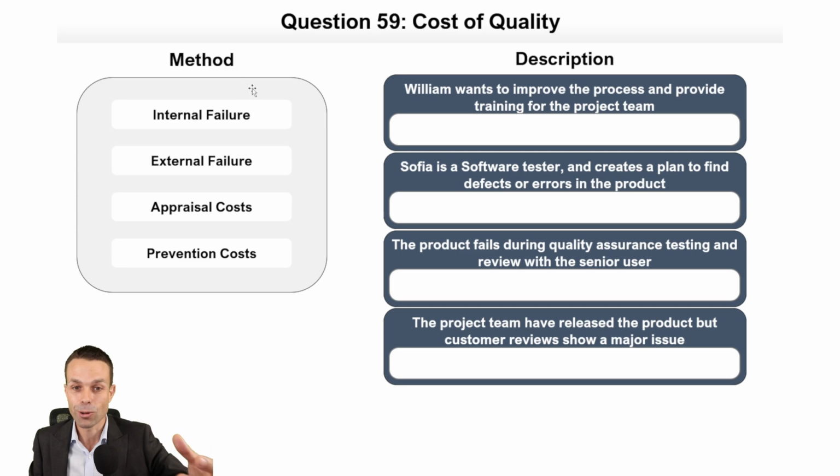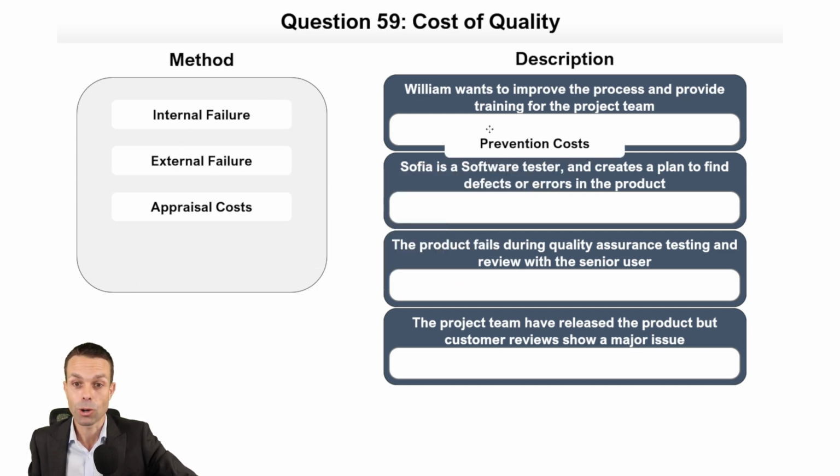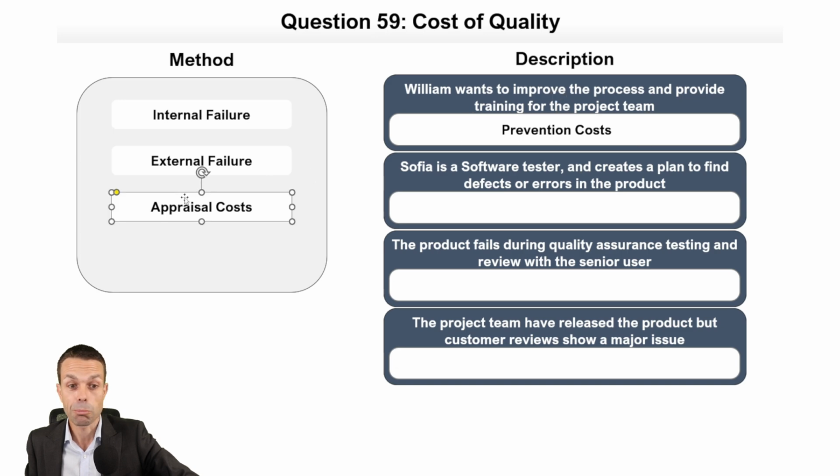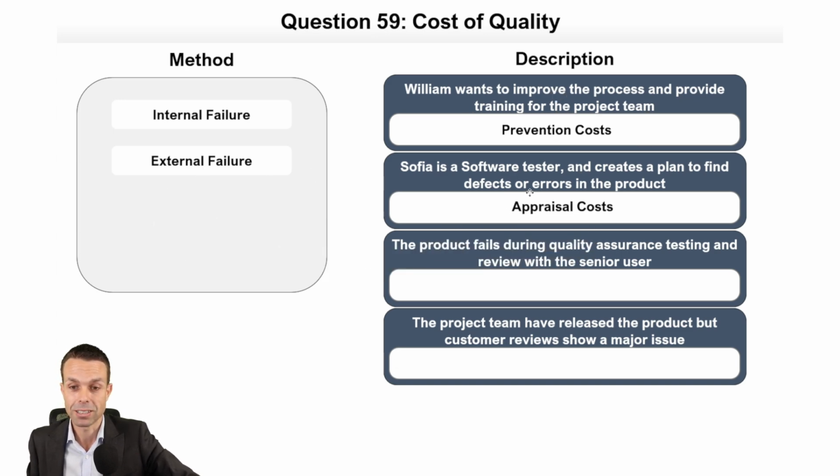Internal failure, external failure. William wants to improve the process and provide training for the whole project team. William is preventing a quality issue from happening. Sophia is a software tester and creates a plan to find defects or errors in the product. She is appraising that product. She's checking it out. Quality assurance. That's the cost of assurance.